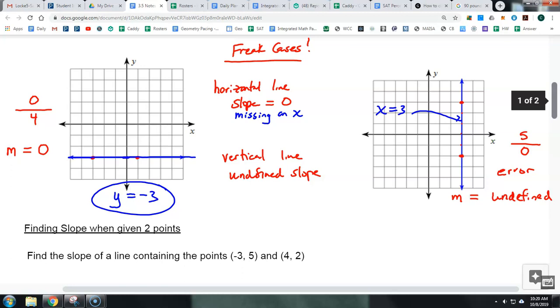So it's missing a y component. There is no y component for those lines. Sometimes people say instead of undefined, they also might say that there is no slope, okay, which is a big difference from that. That one has a slope, it's just 0. But vertical lines have no slope. So there are the graphs.